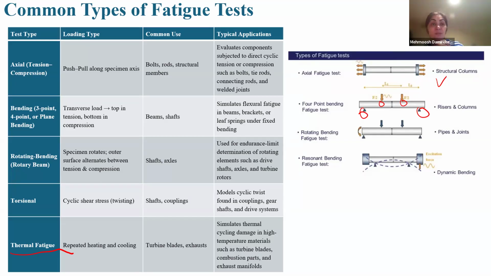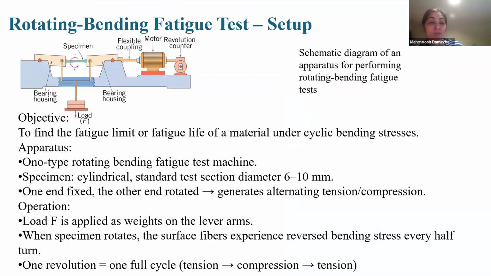Okay, rotating bending fatigue test. You see the equipment that we need for performing these tests. Let's look closely at the rotating bending fatigue test. This test helps us to determine the fatigue limit, or S_fat, or the fatigue life, meaning N, of a material when subjected to cyclic bending stress.